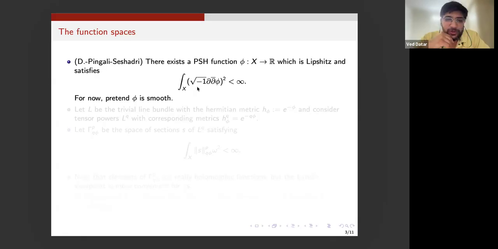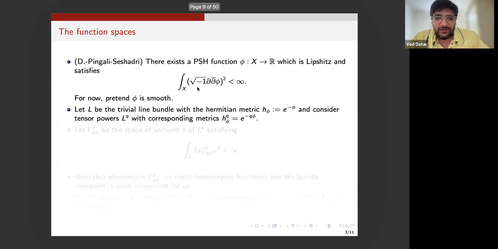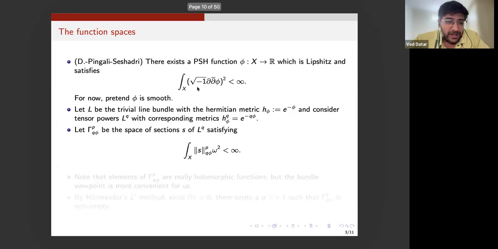Vamsi has already talked a little bit about this. So for now, just pretend that phi is smooth. We consider the trivial line bundle L with the Hermitian metric e to the minus phi and consider tensor powers of L with the corresponding metrics e to the minus q phi. And we denote by Gamma_{p,q}(phi) the space of essentially LP integrable functions with respect to the weight q times phi.